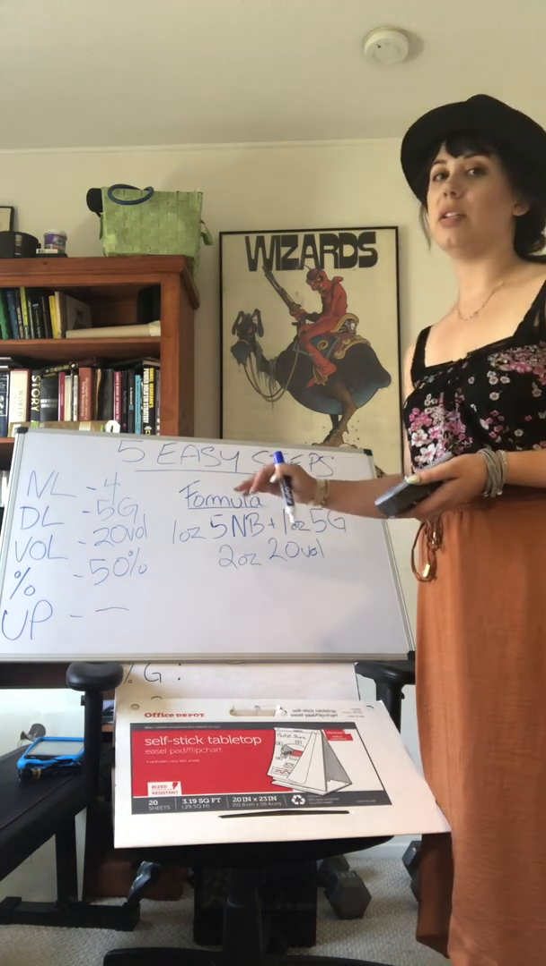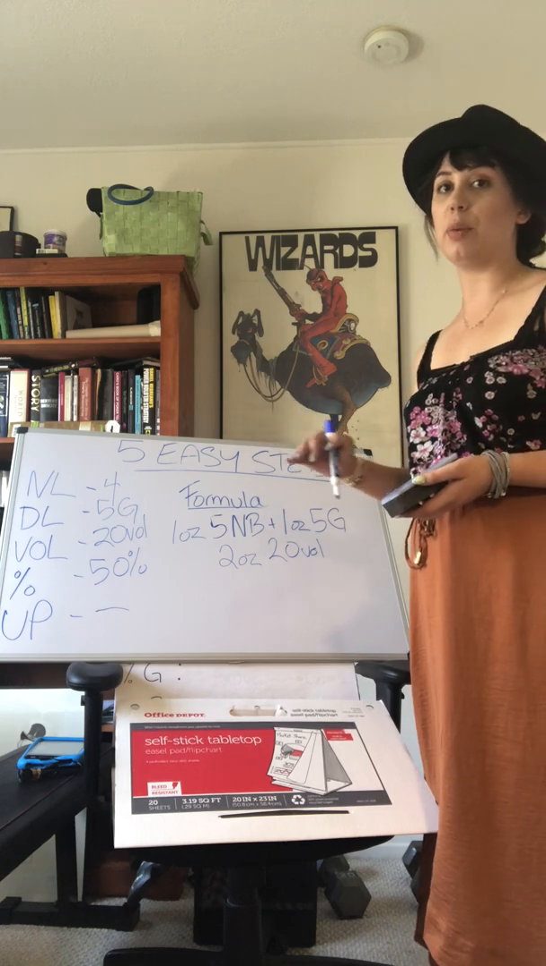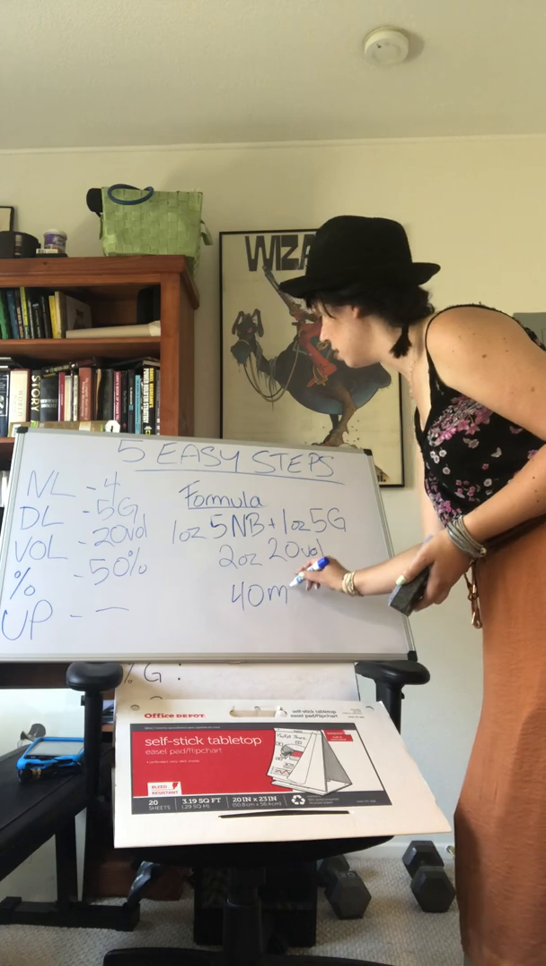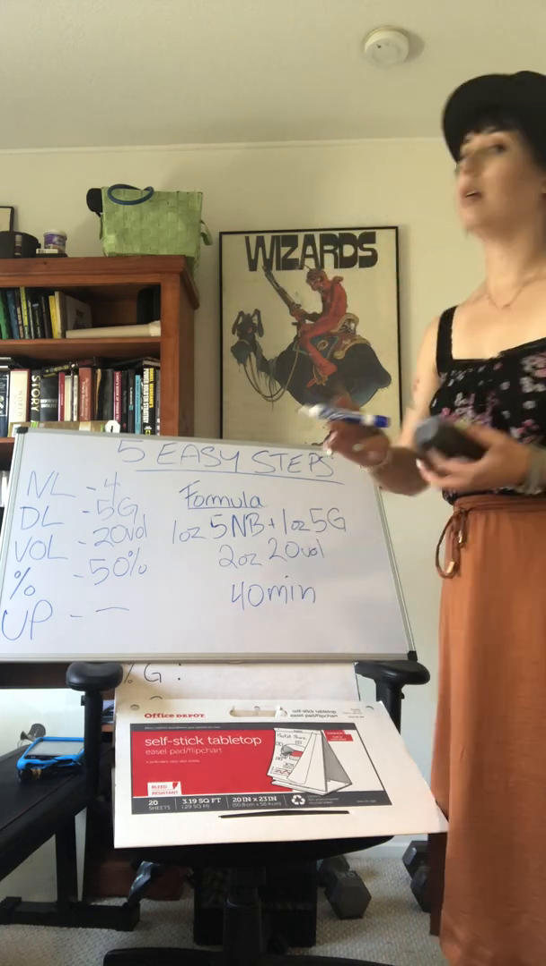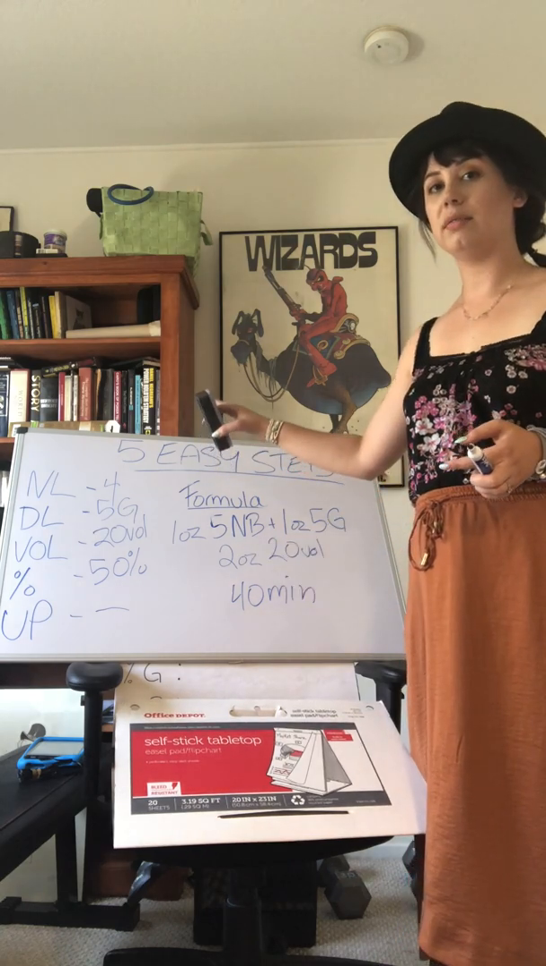And for this, because we are doing gray coverage, we want to process for an additional 10 minutes. So instead of 30, we're going to process for 40 minutes. Everyone on board with everything?